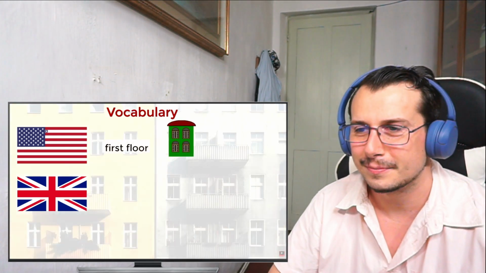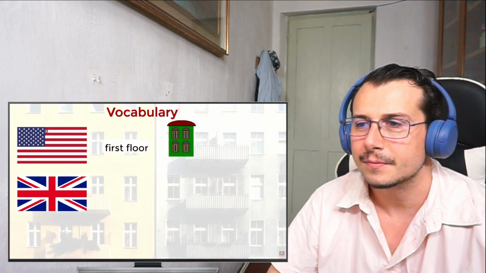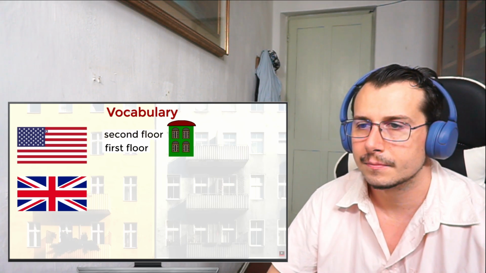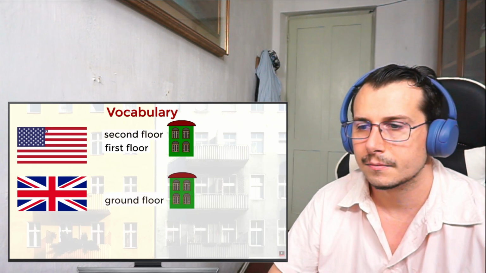In the US, if your apartment is at street level, then you live on the first floor, and the person above you lives on the second floor. In the UK, you live on the ground floor.